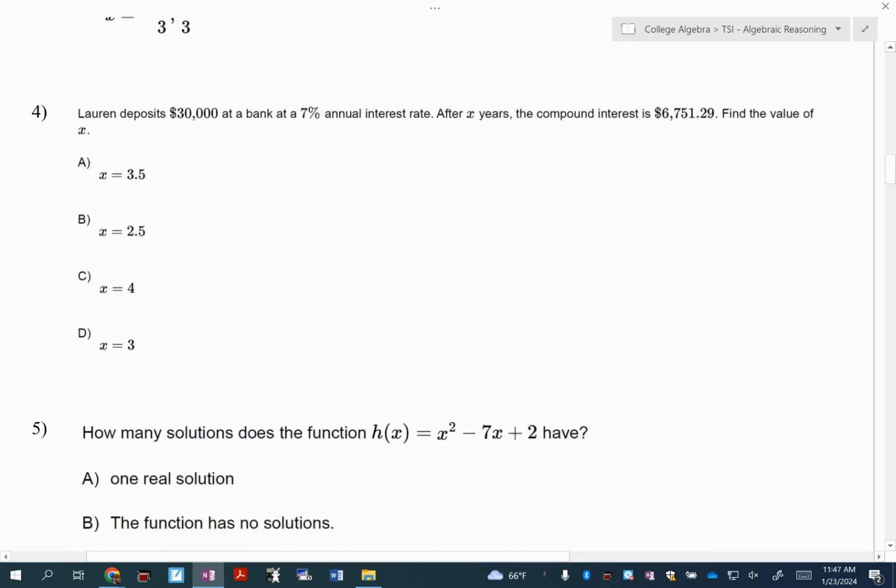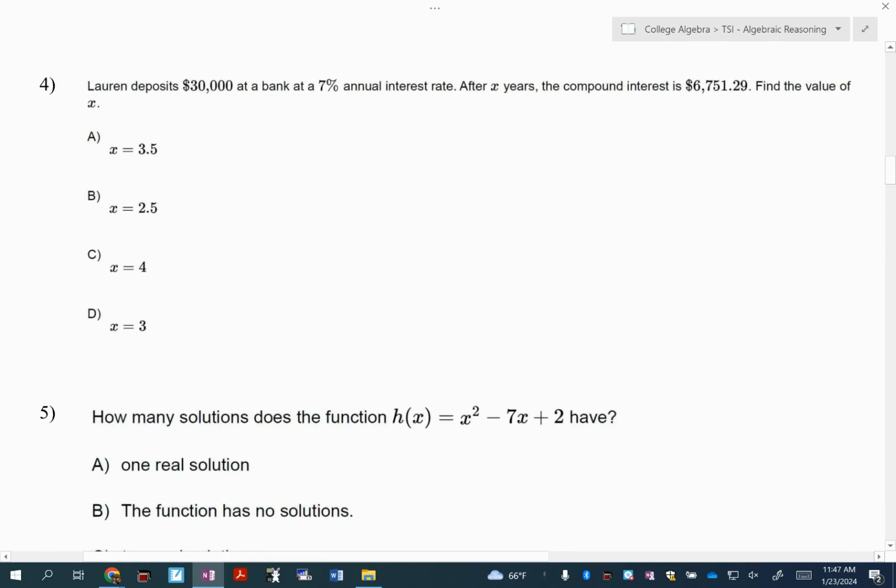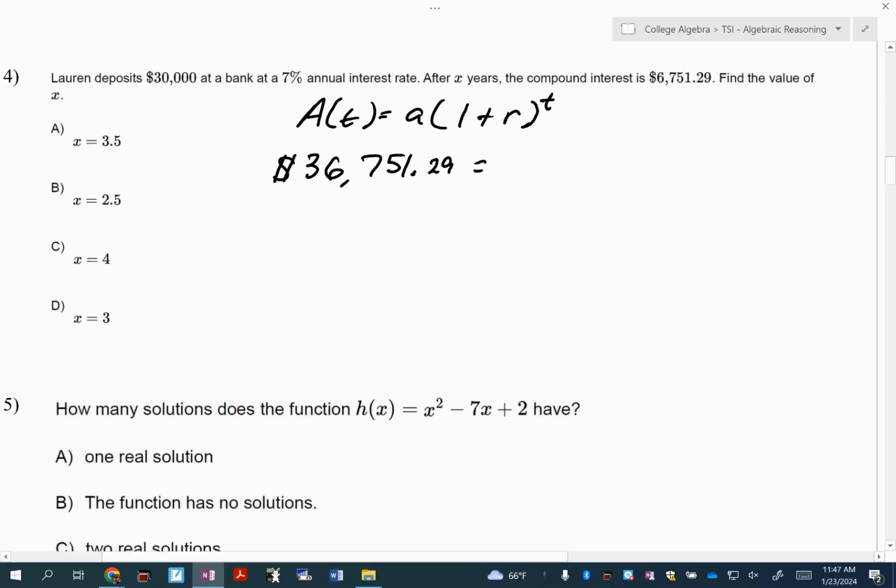Okay, number 4, Lauren deposits $30,000 at a bank with a 7% interest rate. After a certain number of years, the compound interest is that value. Find the value of x. So we actually used this formula recently. So our final amount is actually going to be 36,751.29 because you're adding how much Lauren deposited and then how much interest she earned. The original starting amount is that lowercase a. The rate is 7%, and we're solving for t or x, the number of years.